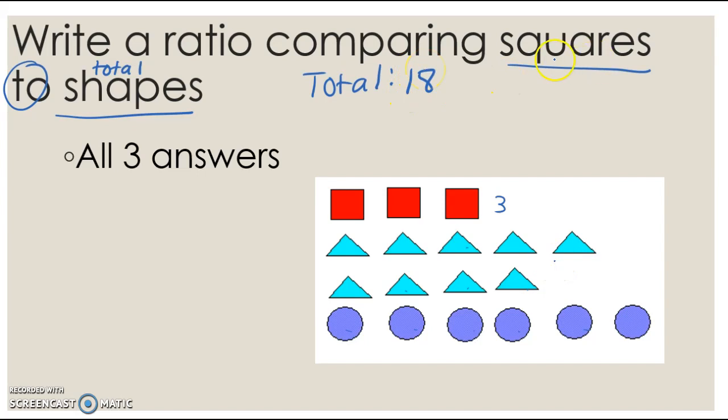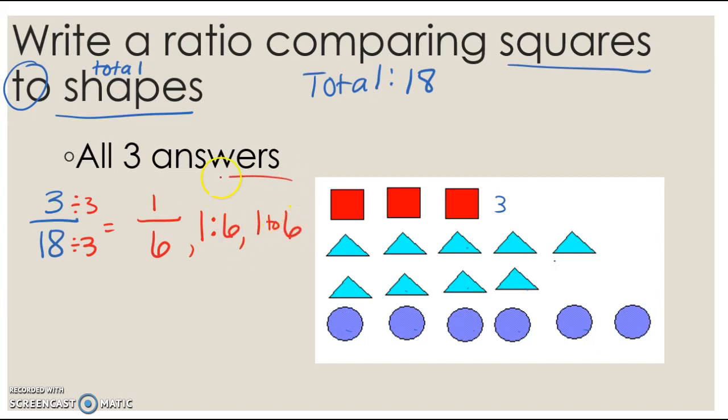So squares, since it is listed first, we put that in our numerator. 18 is our denominator, so 3 to 18. Now here we can simplify. We can divide both numbers by 3. They have that common factor of 3. So when we divide both by 3 here, we get 1 as the numerator and 6 as our denominator. So this means for every 1 square, there are 6 shapes. So that's the simplified version there. So we need to write that in all 3 formats. So 1/6, 1:6, and 1 to 6. And that is our final answer there.